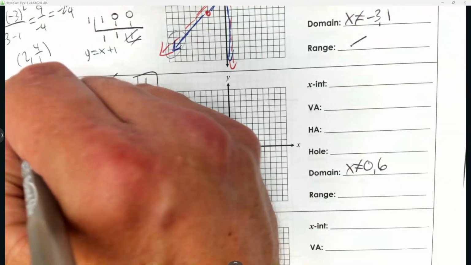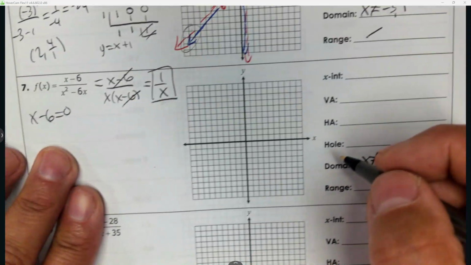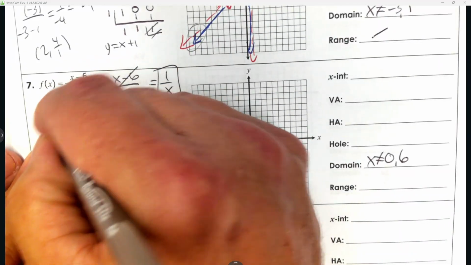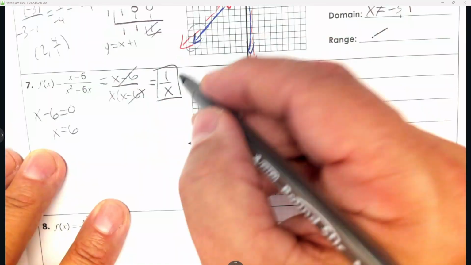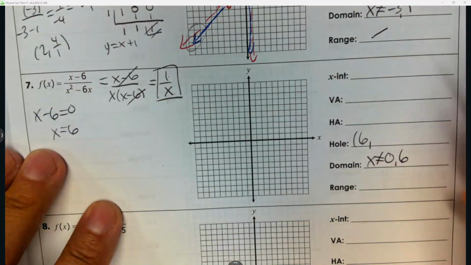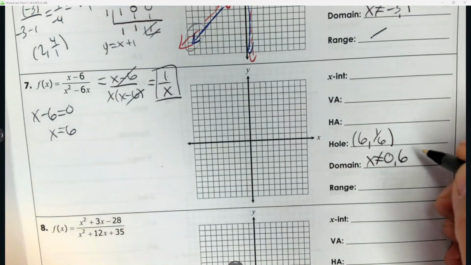Because I crossed out x minus 6, make it equal to 0 and solve it, we add 6. The hole has an x coordinate of 6, and then if I plug it into here, the y coordinate is 1 over 6.